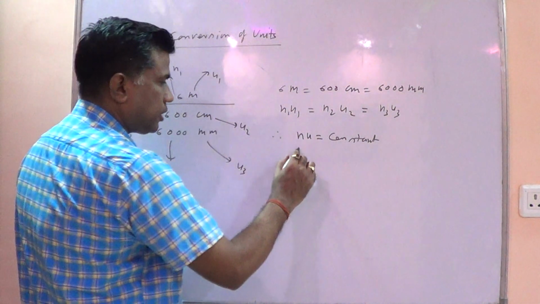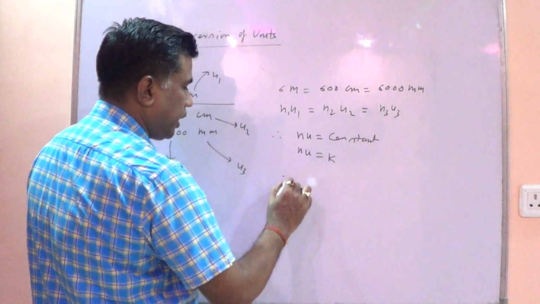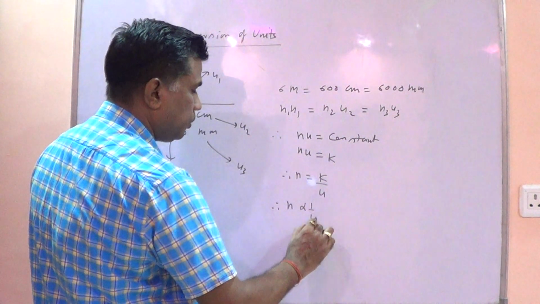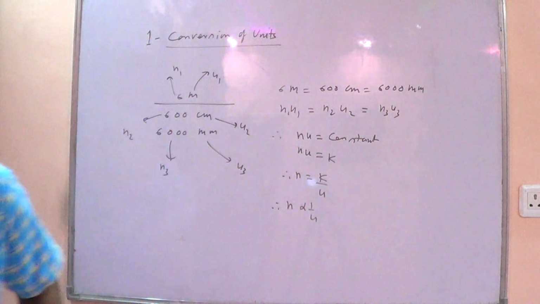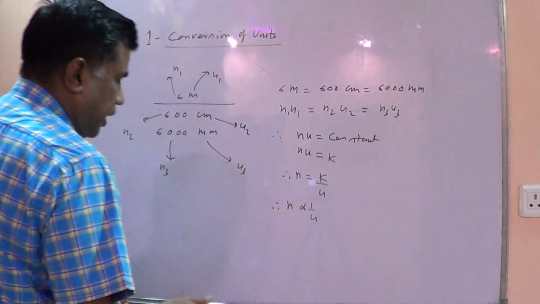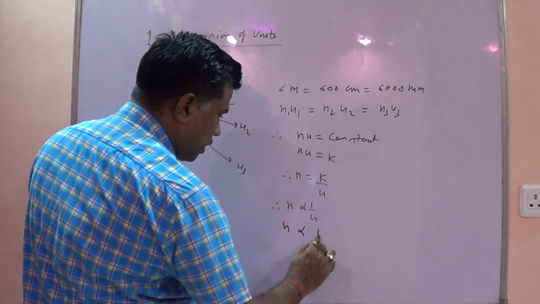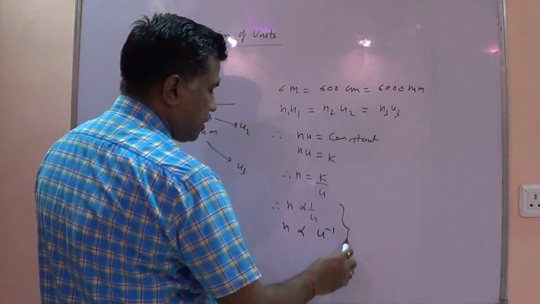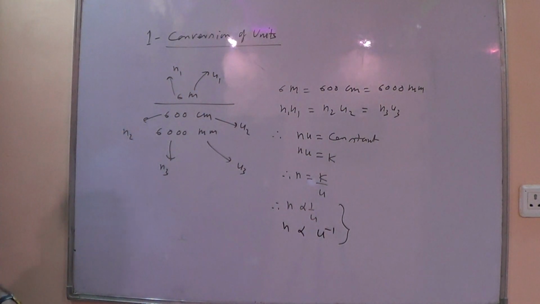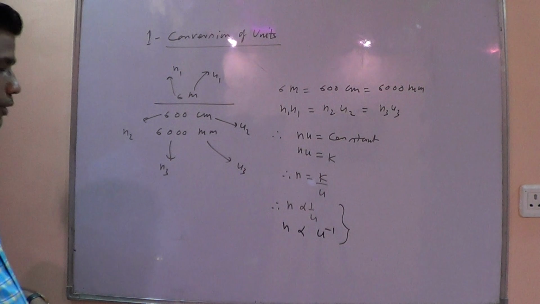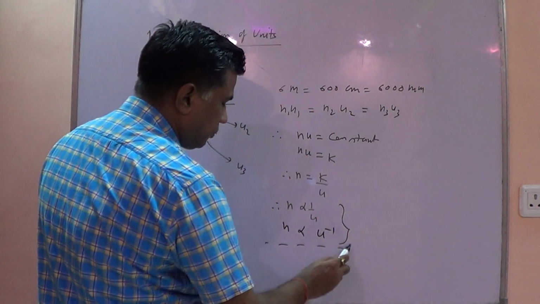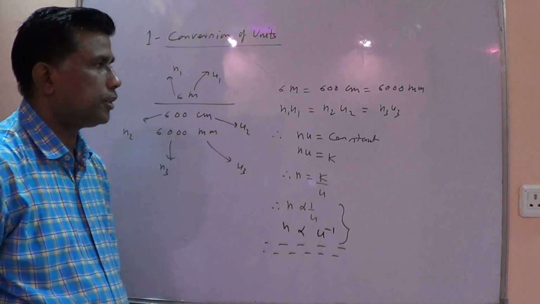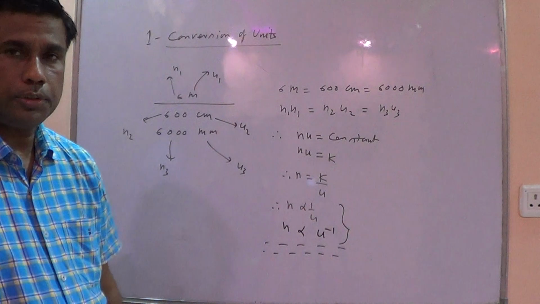Let this constant be k. So one can write n equal to k by u. Therefore n is proportional to 1 by u. So students, we can say numerical value of a physical quantity is inversely proportional to its unit. So students, please write this line. Numerical value of physical quantity is inversely proportional to its unit. Make a proper note.